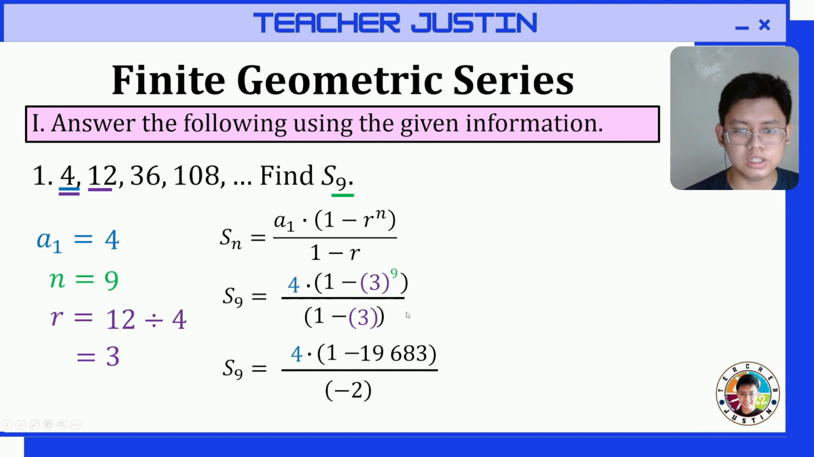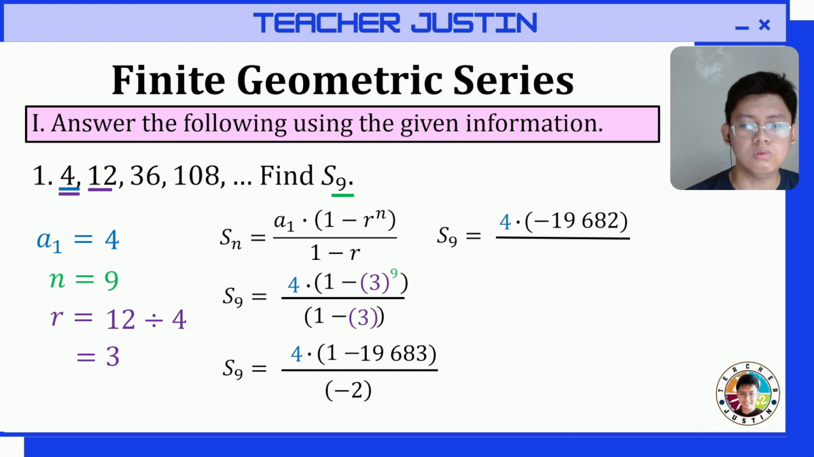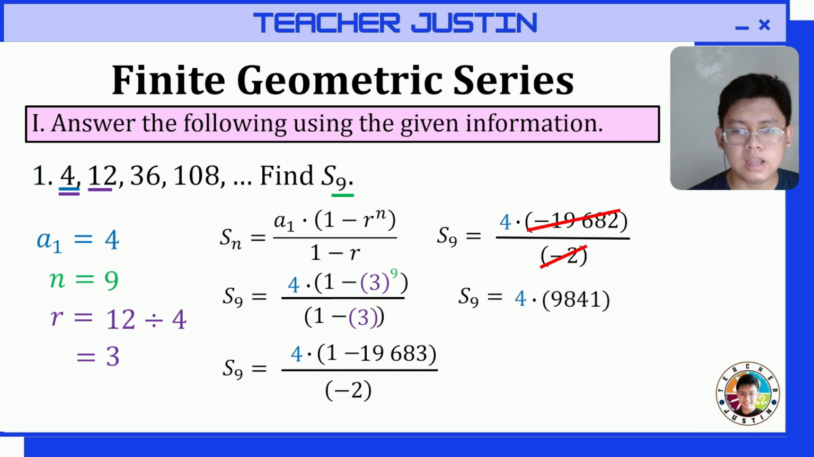Okay, so I combined 1 minus 3. Let's subtract 1 and 19,683. Let's simplify. We will have 4 times negative 19,682 all over negative 2. Then let's divide negative 19,682 by negative 2. That will give us 4 times 9,841. The sum of the first 9 terms of our geometric sequence is equal to 39,364. And that's it. Ta-da! Alright.